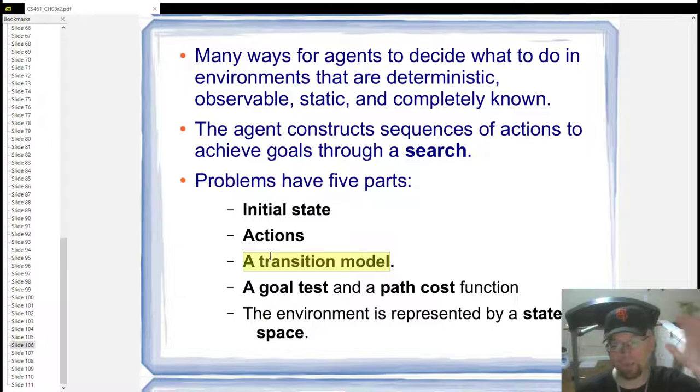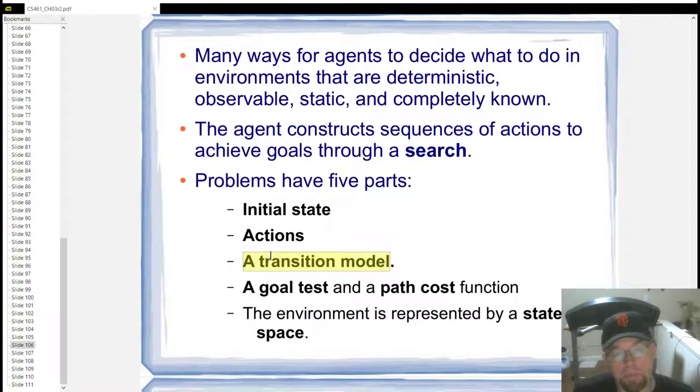It's thinking, okay, what are all the possibilities? What are all the states that I could possibly transition through in the real world? Let me think it through. If I'm in this state and I do this, well, then that would lead me over here. But if I do this, well, that would lead me over here. Okay, but what if I did this? Well, that would lead me over here, and then over here, then over here. But what if I do this? Well, that'll lead me over here. Is that my goal? Yeah, okay, cool. So here's my solution. I'm going to do this, and then I'm going to do that. That's it.